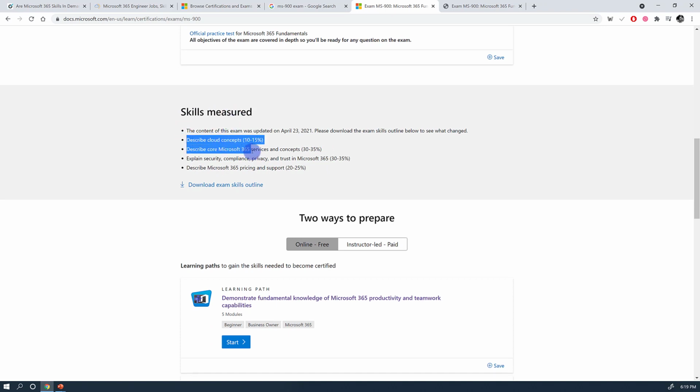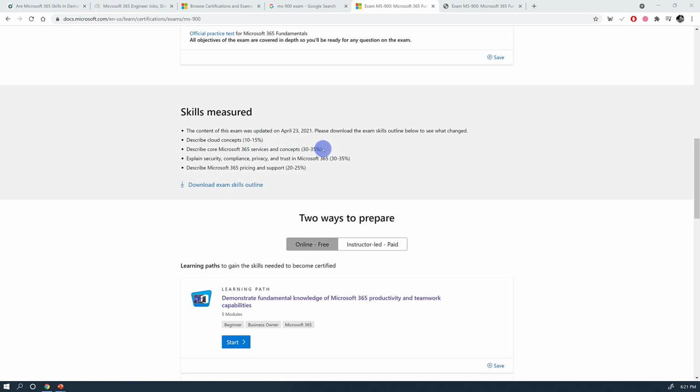You can see that we have 4 sections here, and the first one is, for example, cloud concepts, which is going to cover 10 to 15% of the exam. This covers a very basic fundamental understanding of cloud, like what is cloud, what are the benefits of cloud, the deployment options and types of services and so on.